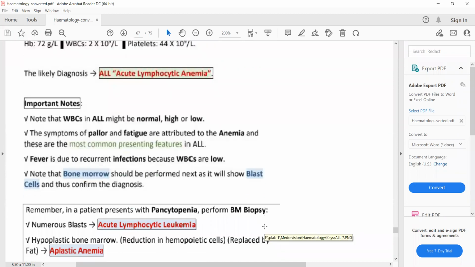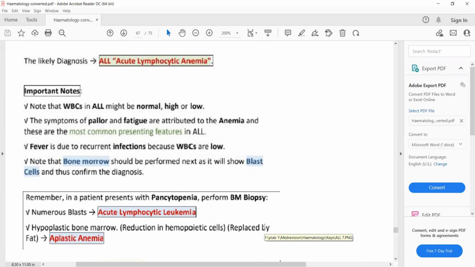Remember that WBCs in ALL might be normal. The WBC count may sometimes be normal, or it can be high or low as well. But the patient can still develop recurrent chest infections or recurrent infections because the WBC count may be normal, but their function may be disturbed, or they will be dysfunctional. So it's not necessary that pancytopenia will always be present.